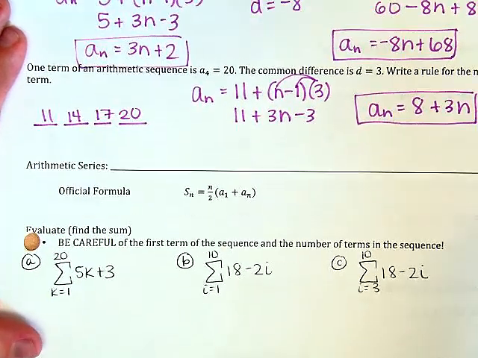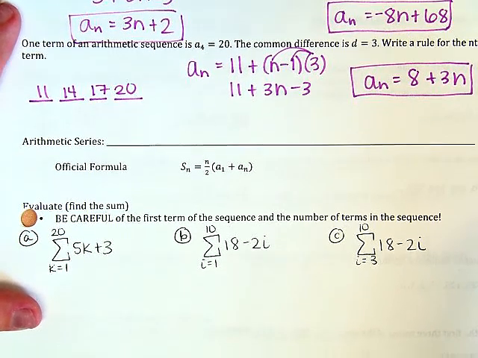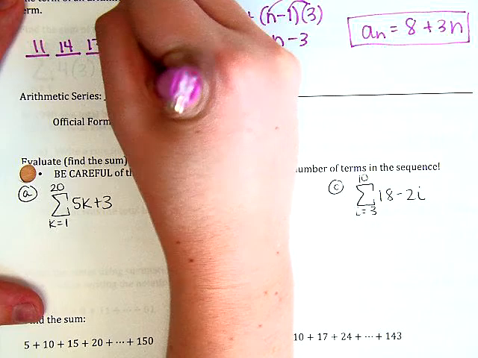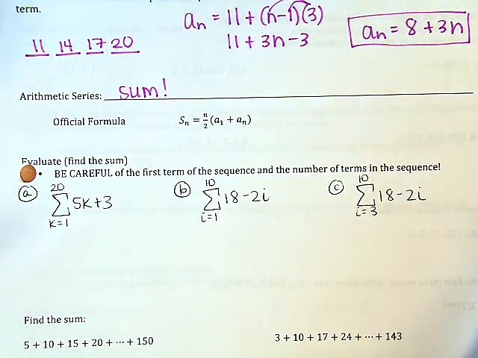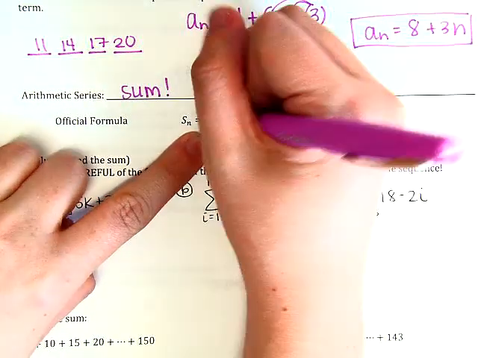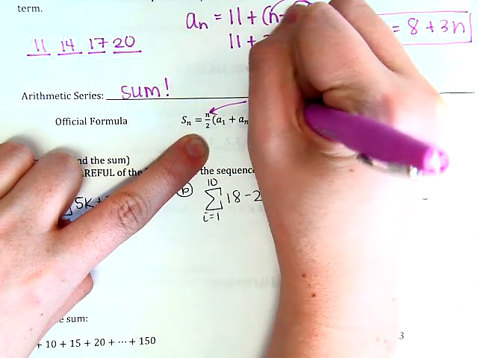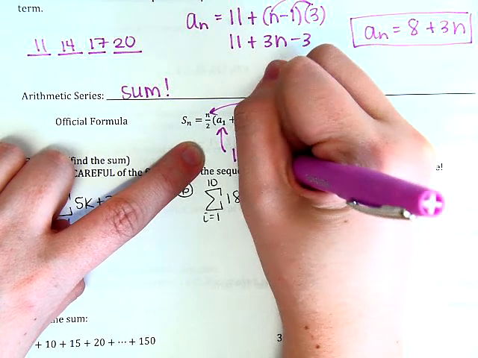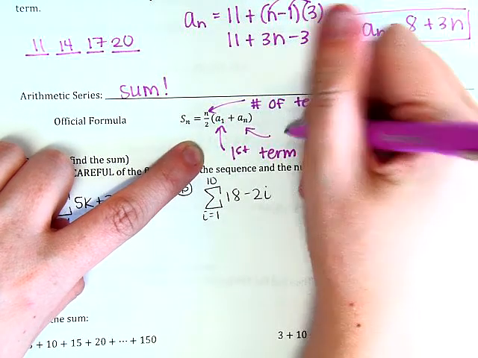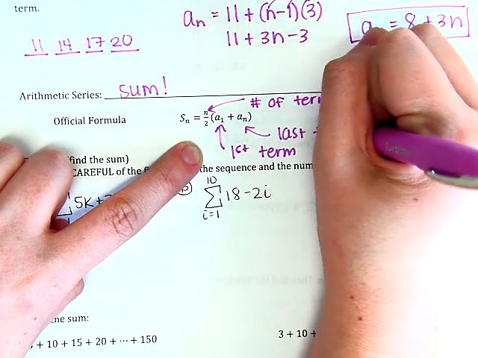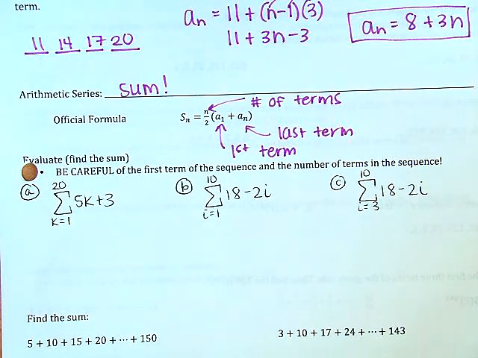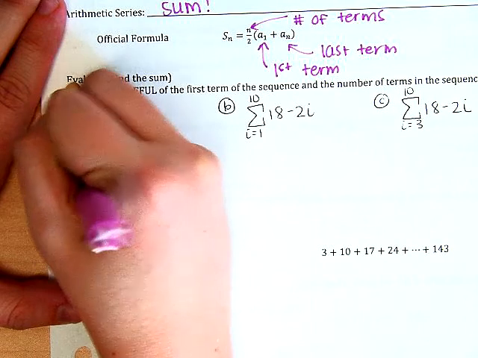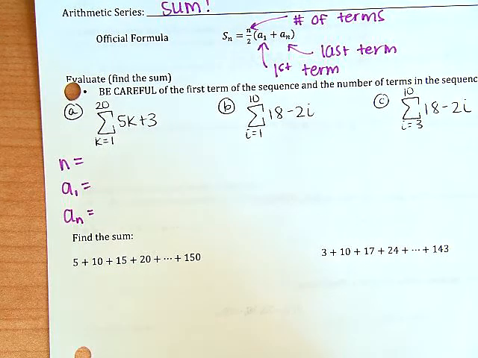Okay, so that was writing a rule, writing a formula. Now we're going to talk about series. An arithmetic series is a sum. I'm adding all that stuff together. The formula for finding a sum: that n value is my number of terms that I want to add up. A1 is my first term, and AN is my last term. So those are 3 things you need: my number of terms, my first term, and my last term.